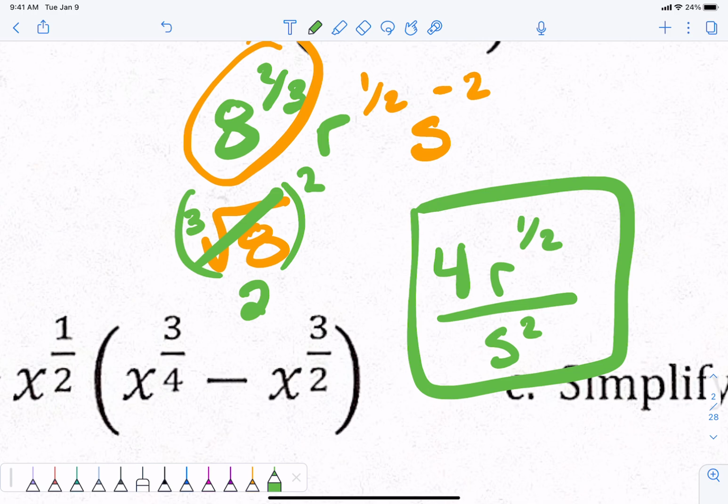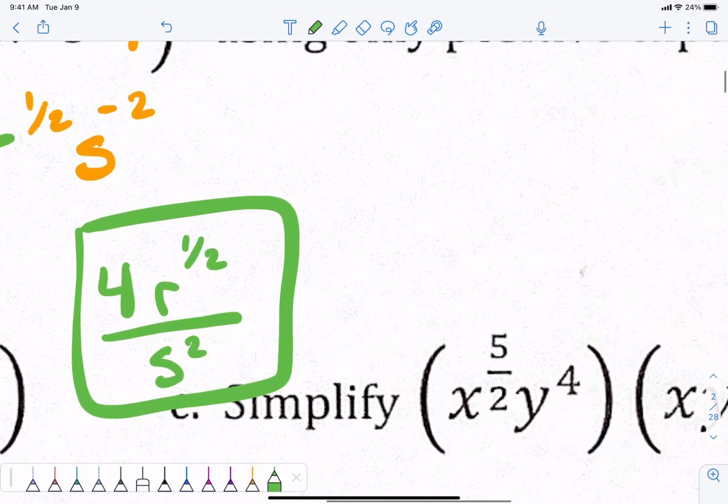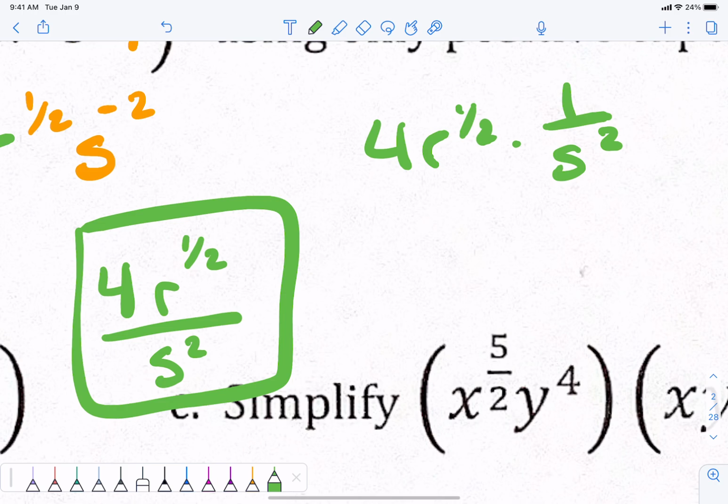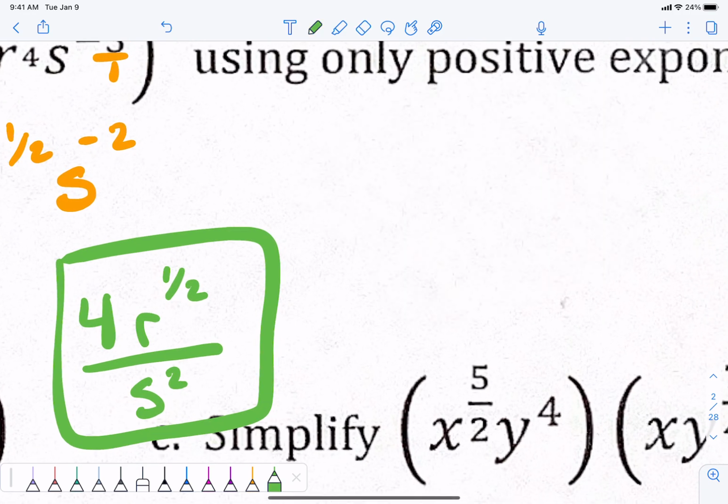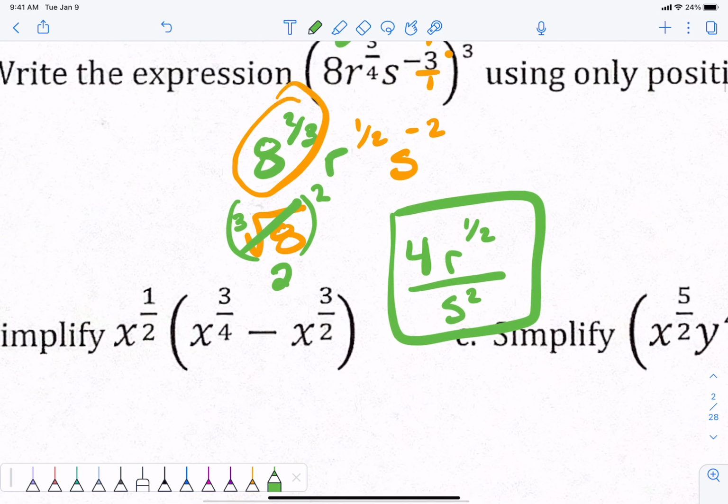Well, it would be times negative 1 over s squared. What is 4r to the 1/2 times 1 over s squared? This is over 1, right? If you wrote it like that, it wouldn't be wrong technically, but you want to simplify it because you want to get rid of the multiplication symbol. So s goes to the bottom, and it becomes positive. Good, good.